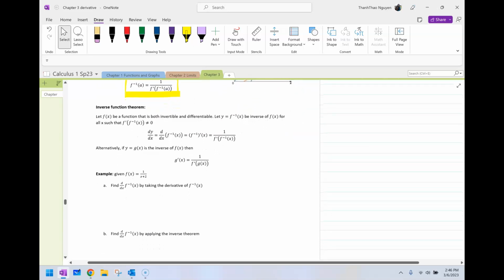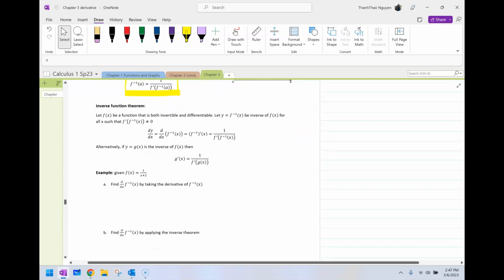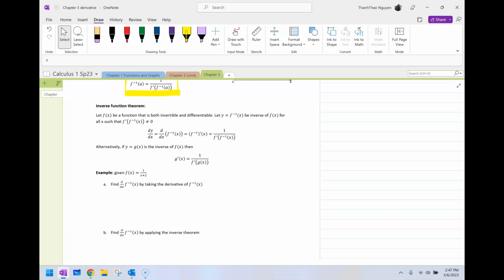Let f of x be a function that is both invertible and differentiable. Let y equal f inverse of x be the inverse of f of x, for all x such that f prime of f inverse of x is not 0. Then dy dx of the function is equal to 1 divided by f prime of f inverse of x. So we're looking at a composite function here.